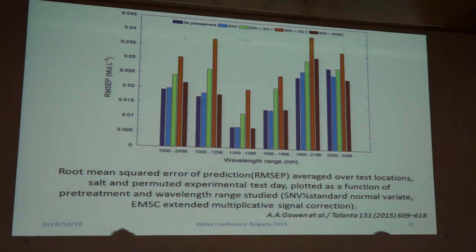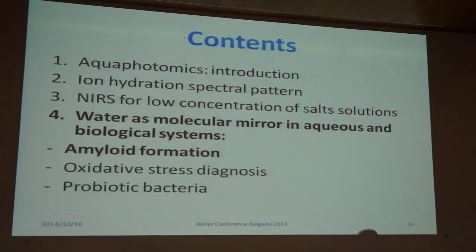And this is the model that we did, and we proved that we can measure this low concentration of ions. The lowest error is exactly in the first overtone of water. Not more, not less. In the first overtone of water, where we use all the water-specific bands, we get the lowest error in our model to measure low concentrations of salts.